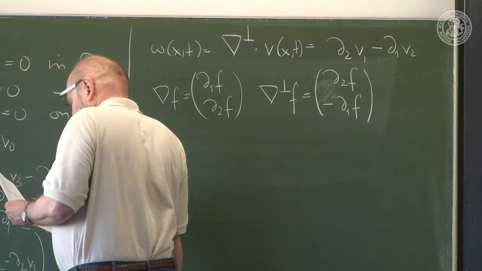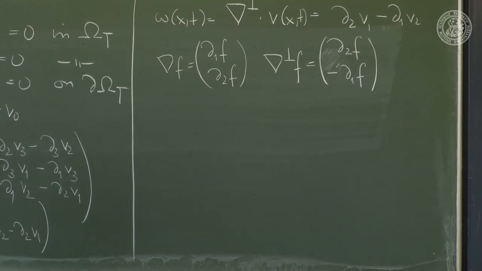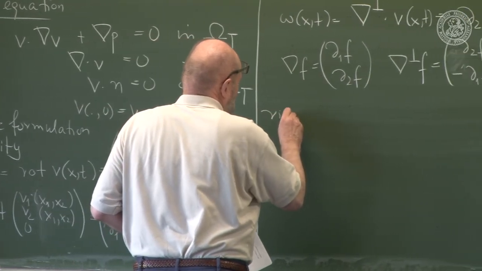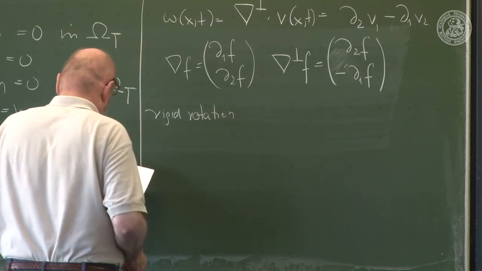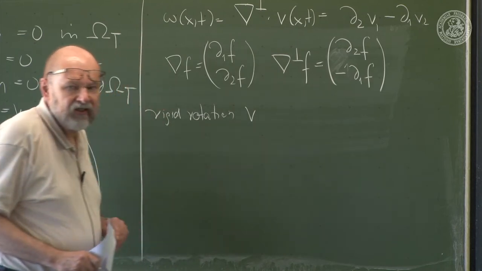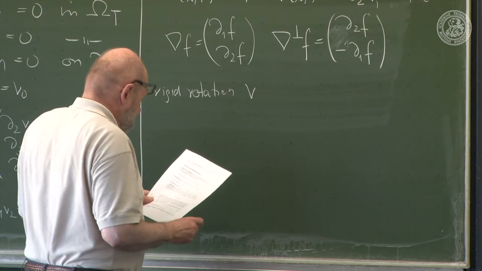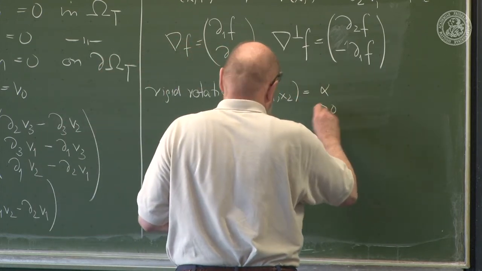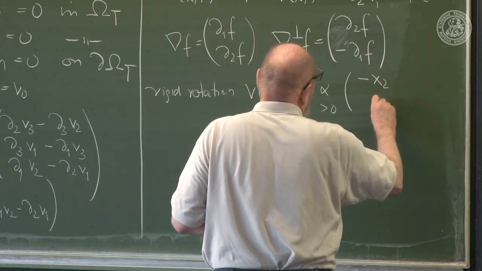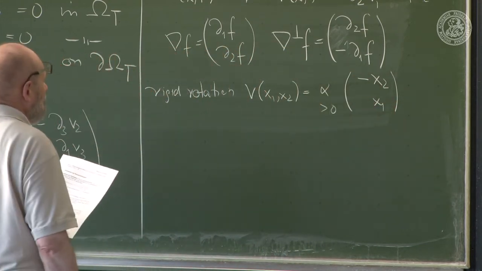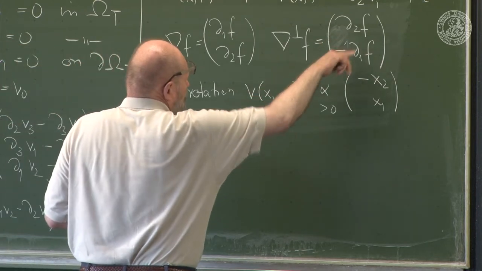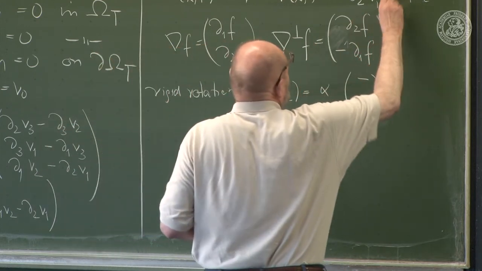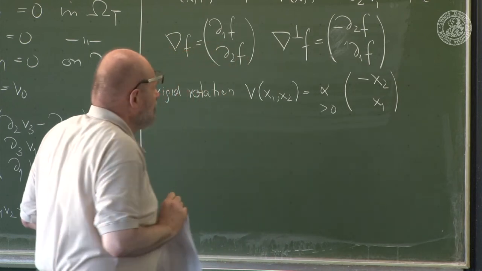Okay, so let's look at two examples. One is the rigid rotation. This is the field in two dimensions. So we stick now to two dimensions in our derivation because that's easier to handle. It's the following thing. So the field in the components, in the arguments x1 and x2, is a positive alpha times the rotated vector. So up to a sign, that's the same procedure as above here. I have a sign problem, and this helps here much more because now everything is consistent.